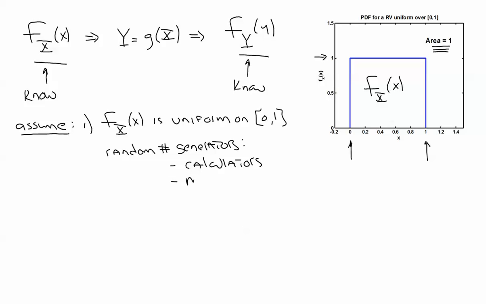MATLAB has a RAND, R-A-N-D function. If you run the rand.m function 1,000 times, you will end up with 1,000 numbers, all of them between 0 and 1. They'll be uniformly distributed between 0 and 1. Okay?